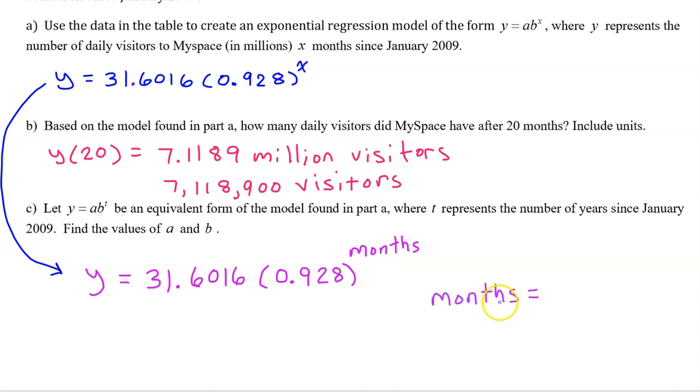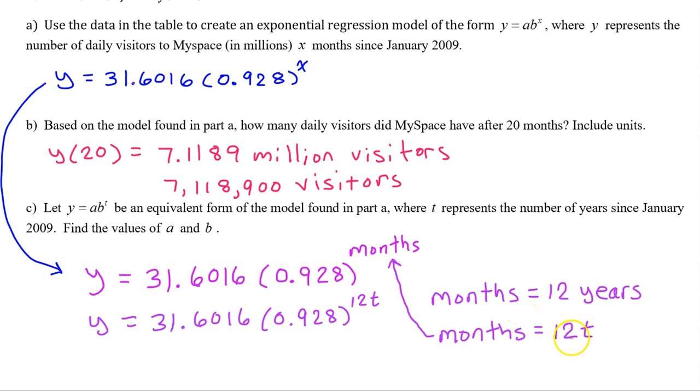What is the relationship between the number of months and the number of years? The number of months is 12 times the number of years. For example, if we are talking about 2 years, that's 24 months, 12 times 2. We are told that t represents the number of years. Therefore, the number of months can be expressed by 12t. Substituting 12t in for the number of months gives us this model.